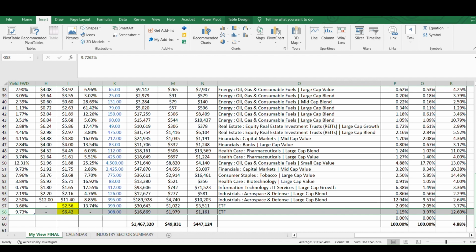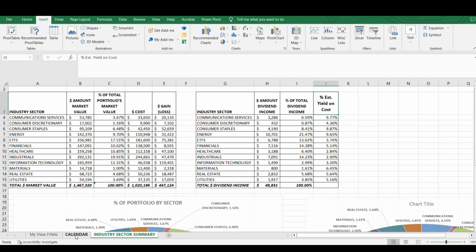Remember we talked about the dividend snowball? Well, take a look at this, folks. This is the result of the dividend snowball. It's years and years of disciplined investing and reinvesting, and not taking your dividends out while you're investing, continuing to grow your holdings.